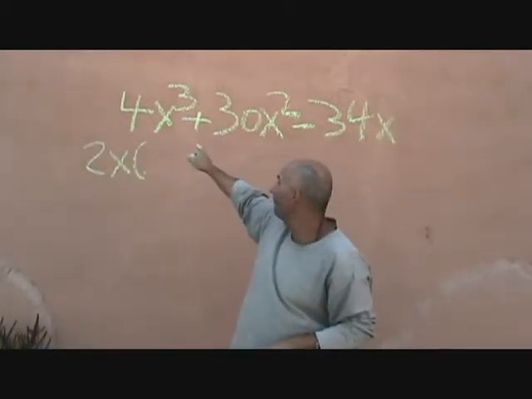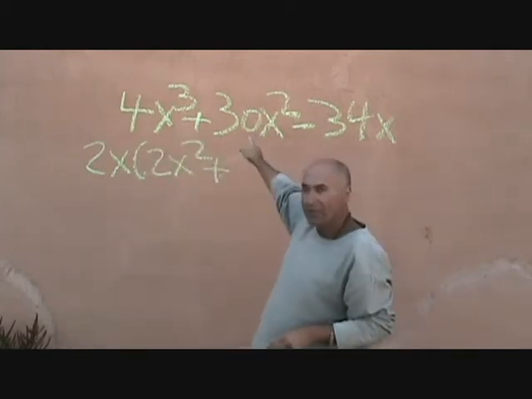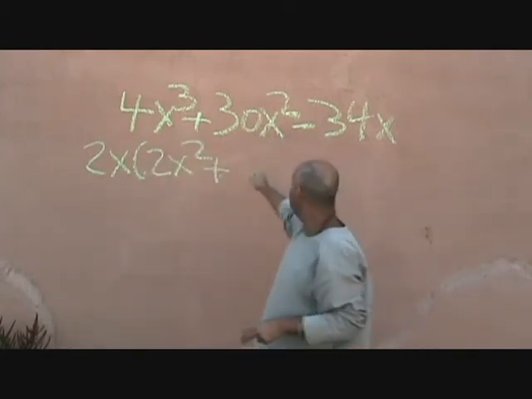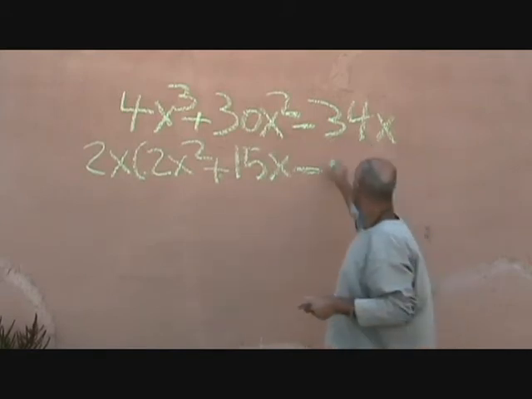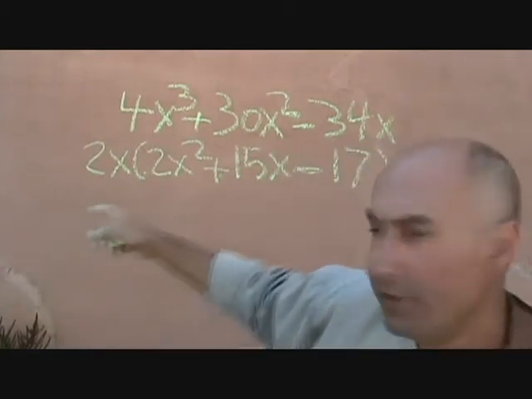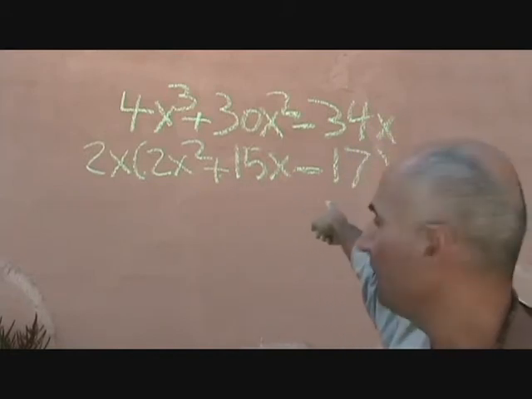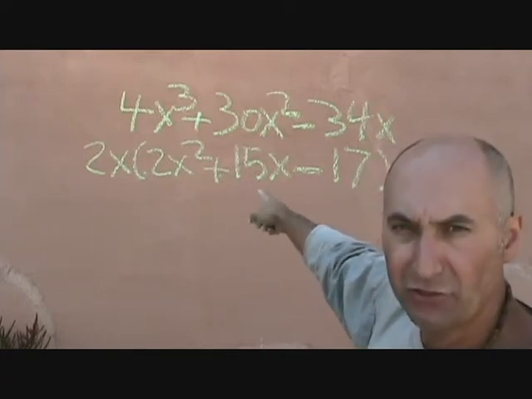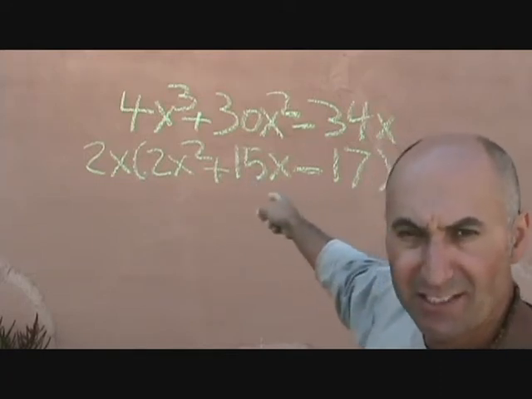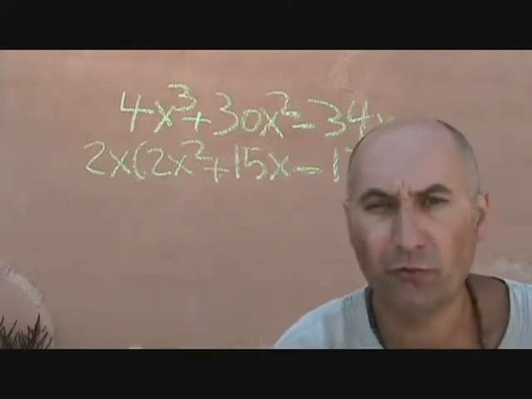Take out 2x from 4x cubed, you're going to end up with 2x squared. 2 out of 30 is 15, and the x comes out of that, becomes 15x. 2 out of 34 is 17, take the x out and it's done, right? So what you're left with is 2x times 2x squared plus 15x minus 17. Now, you can't GCF out the 2, so this is not a simple trinomial, it's a complex trinomial. So we're going to use our four-step method.